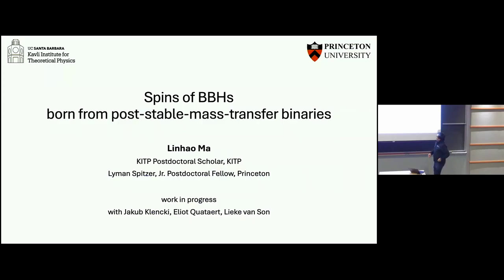So I'm going to talk about the spins of binary black holes from isolated binary channels. We already heard about the spins of them from these dynamical channels, but how about if you actually have binary stars that are working? This is a work in progress with these very smart people.